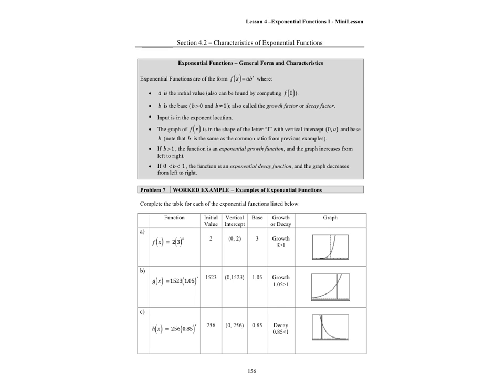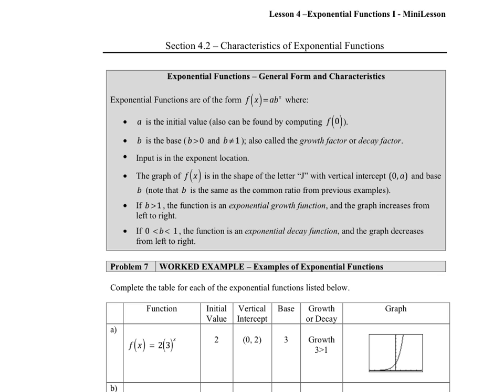This one gives you some graphs. There's a couple of things I want to point out to you in this box at the top up here. So I'm going to zoom in on that. I want you to highlight or underline or circle that a is your initial value, or the value at 0. That b is the base or the growth factor. Could be a decay factor. We'll talk about that in a minute. And that your x goes in the exponent. So the graph of an exponential function will always be J-shaped. If it's increasing, it's exponential growth. If it's decreasing, it's exponential decay.